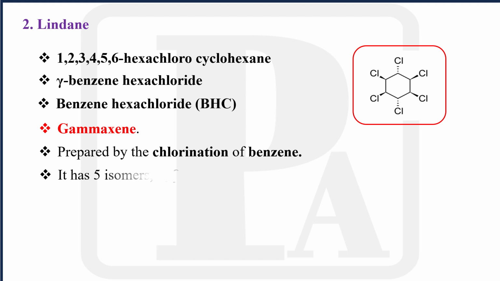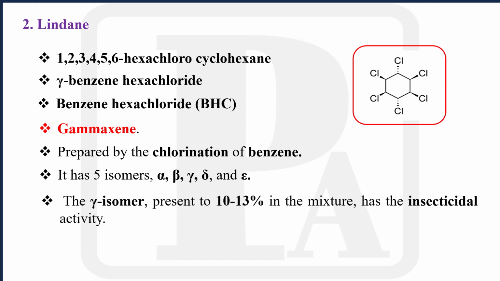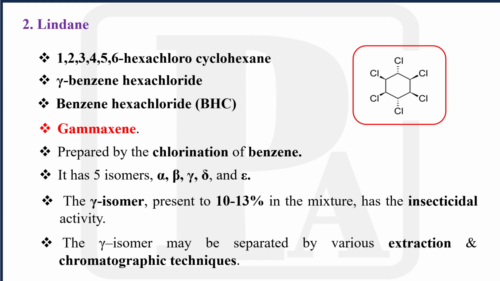Actually, this has 5 isomers. They are alpha, beta, gamma, delta and epsilon. Of those 5, the gamma isomer has the activity. In that mixture it is present at 10 to 13%, and that isomer is separated by means of extraction and chromatographic techniques.